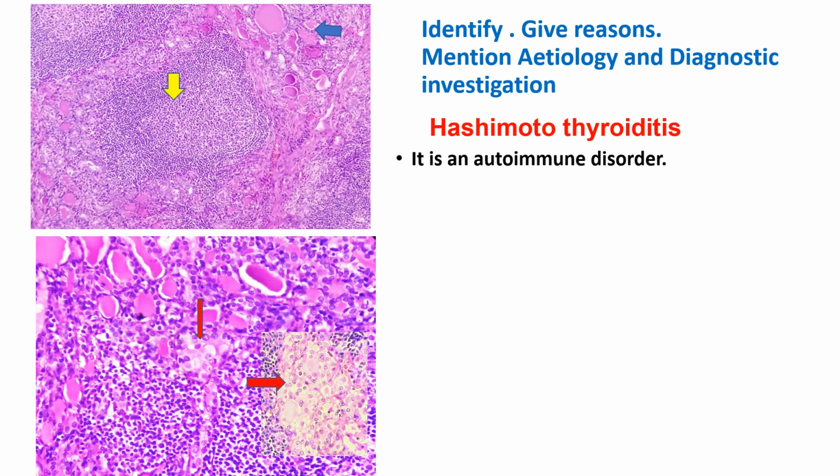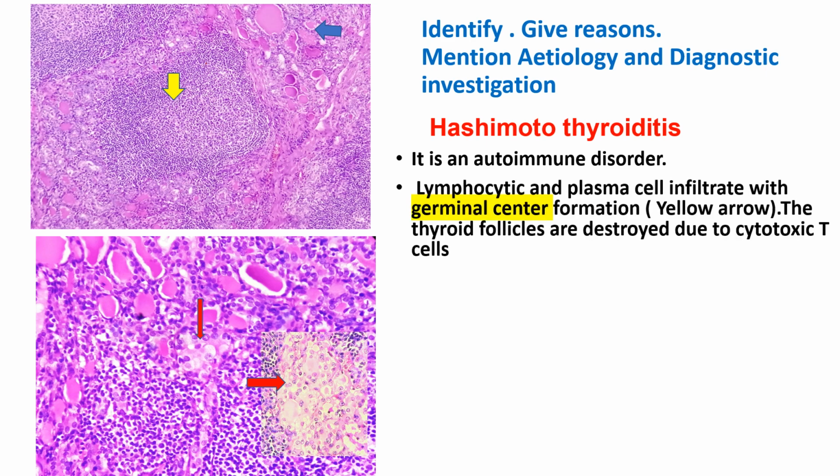Hashimoto thyroiditis is an autoimmune disorder. Lymphocytic and plasma cell infiltration with germinal center formation, as depicted by the yellow arrow, is the characteristic feature. The thyroid follicles are destroyed by cytotoxic T cells. So the destruction of the thyroid tissue is mediated through cytotoxic T cells.